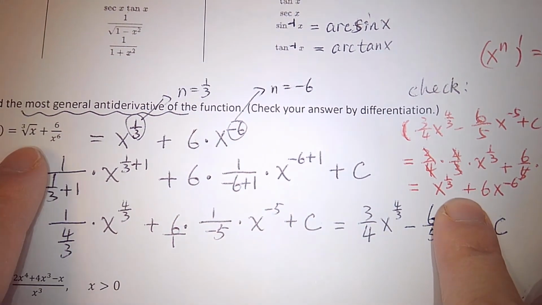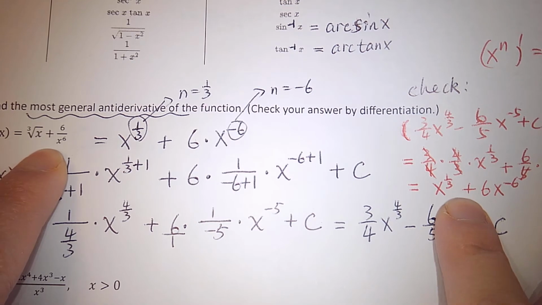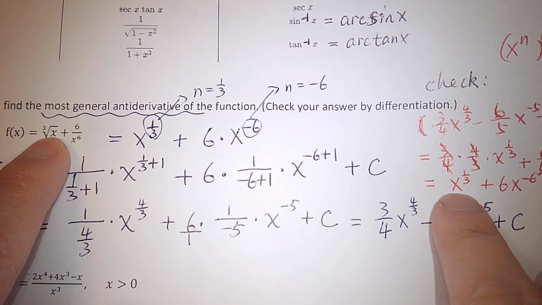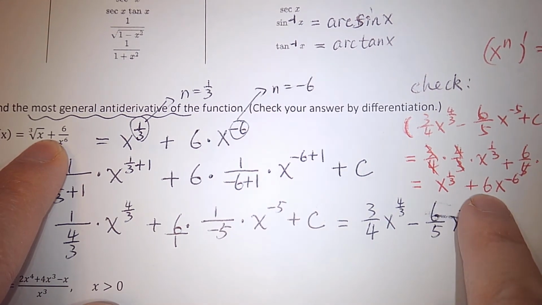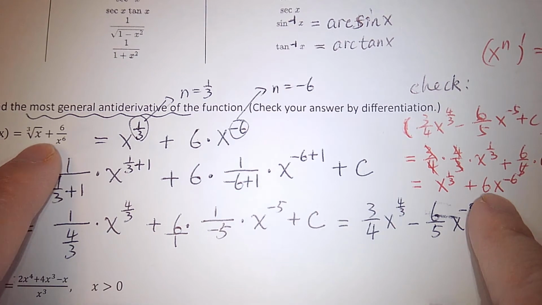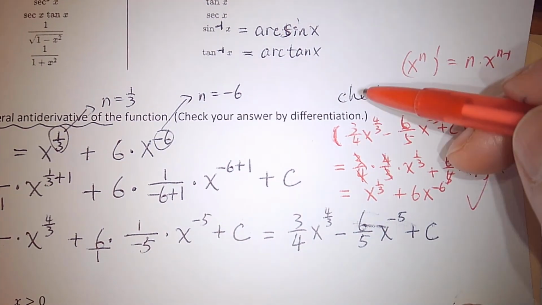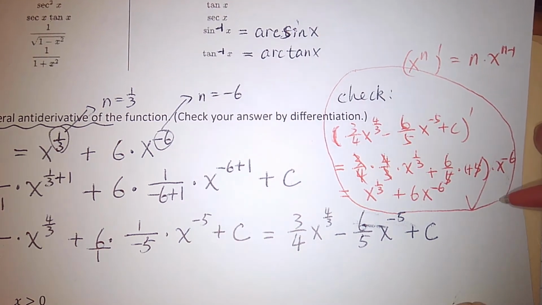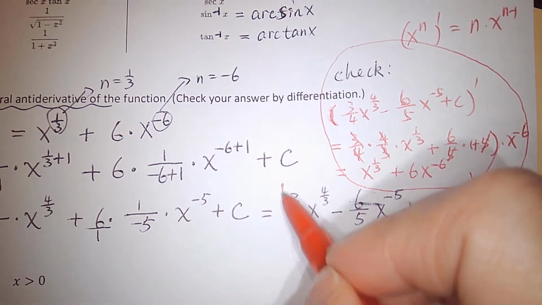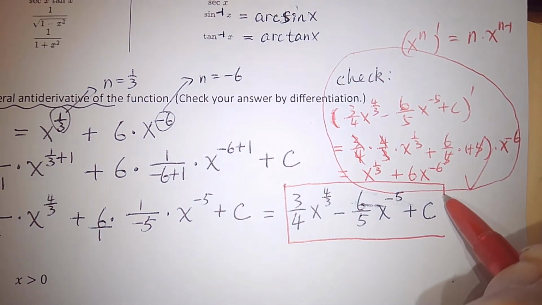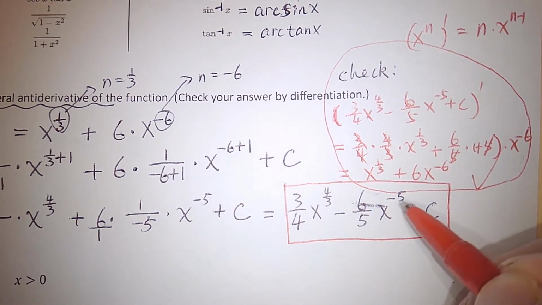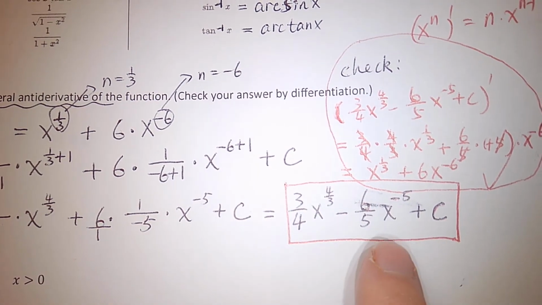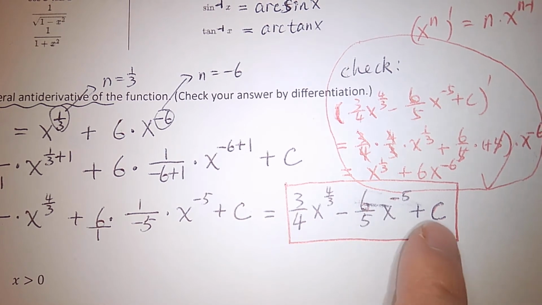Is this the same function as lowercase f? Yes or no? Yes. The cube root of x is x to the 1/3 plus 6 over x to the 6. So yes or no? So yes. Okay, so we checked here. That means this is indeed the most general antiderivative.